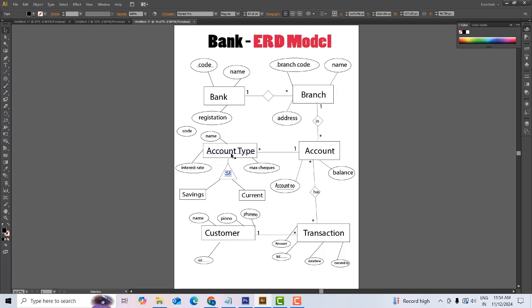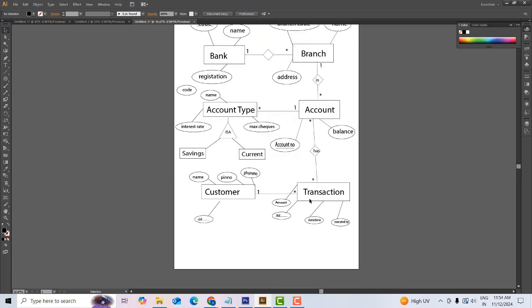Another important thing is the account name, which is saving or current. This is called a "say" relationship. Account type is saving or current. Okay, so it is called a "say" relationship. The third one you can see over here: there are two more entities, transaction and customer.